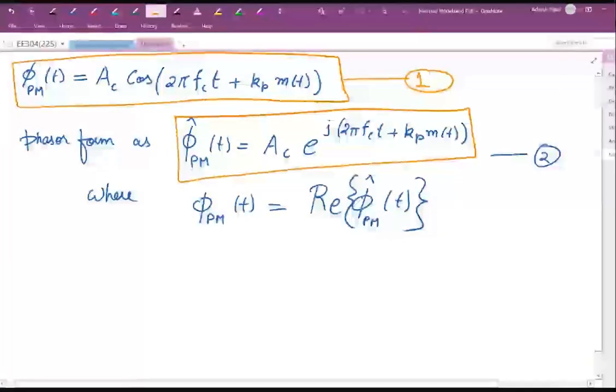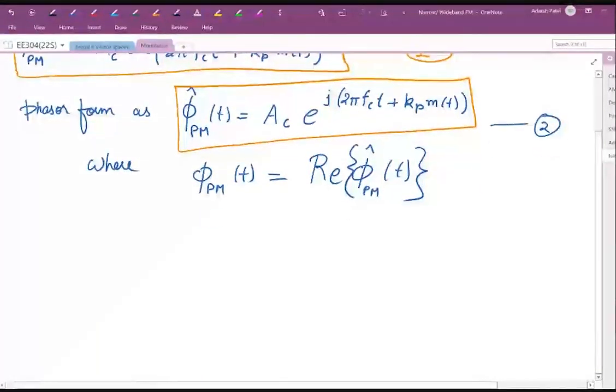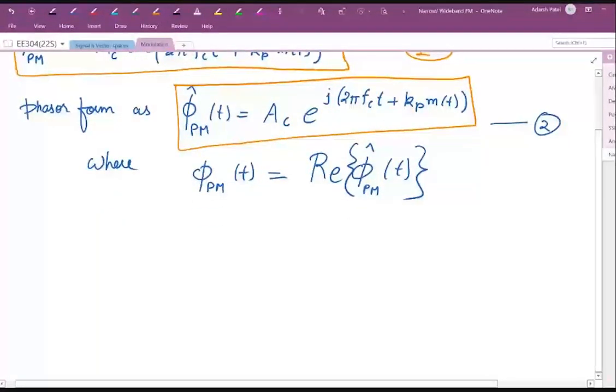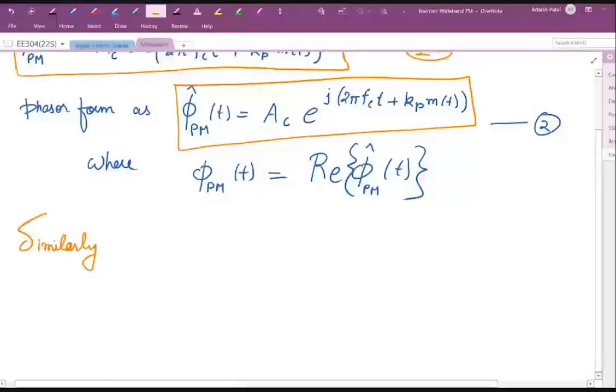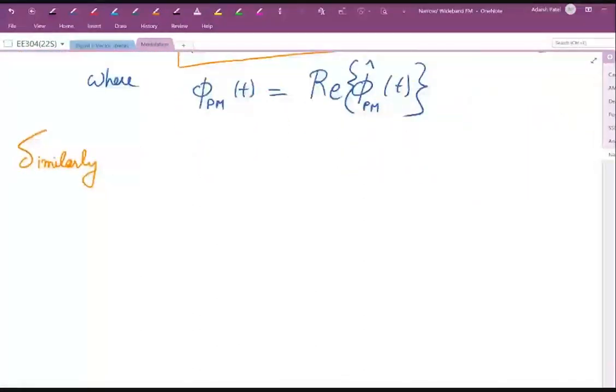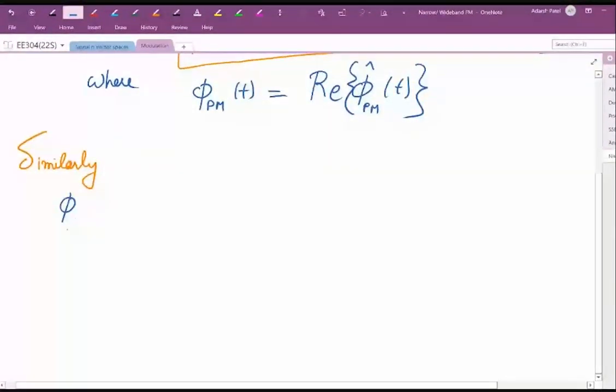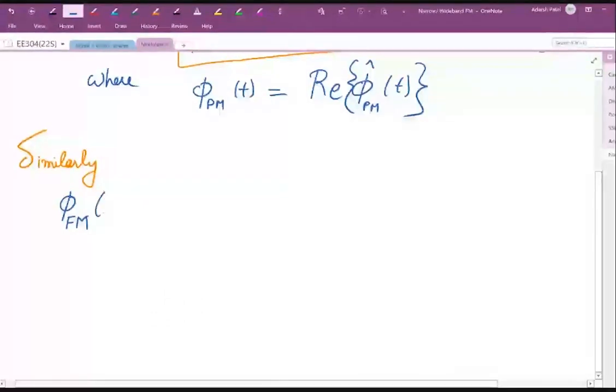Similarly, if I have to write the same thing for the frequency modulated signal, then what should I say? Similarly, I can write it for the frequency modulated signal as well. So what should that be? First of all, what is the FM signal?